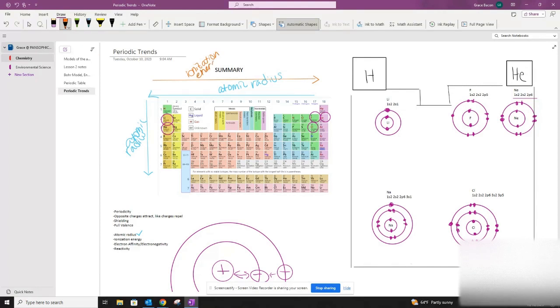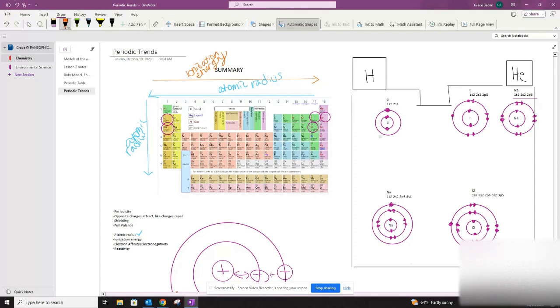You may also see it referred to as first ionization energy, and that just means the amount of energy it takes to take off 1 electron. Second ionization energy would be how much energy it would require to take off 2 electrons. So ionization energy, as we move across the period, is going to take more energy on the right side of the periodic table than it does on the left.